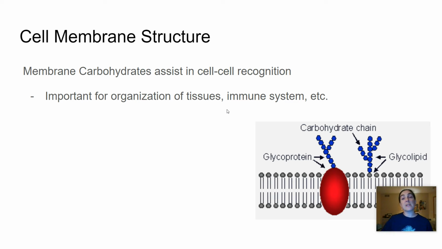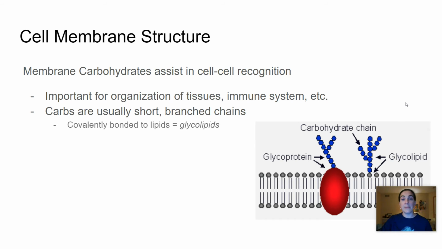It's also important in your immune system, and we're actually going to come back to this a little bit later this week as we start talking just a little bit about viruses in your immune system. We'll come back to the role of some of these carbohydrates. Usually the carbohydrates are short branched chains. You can see them in blue on here.